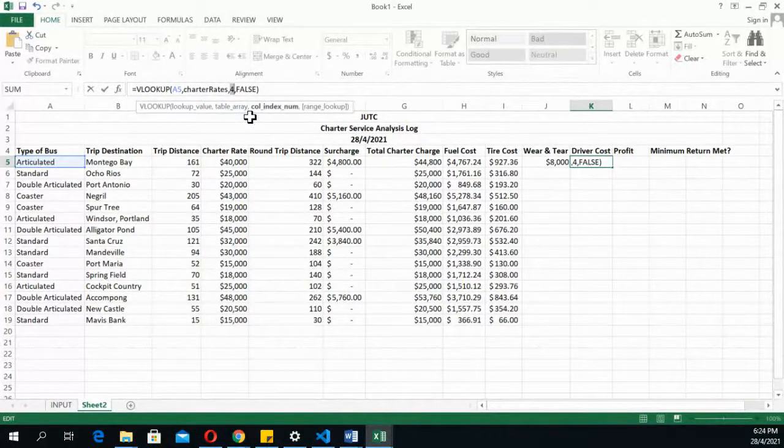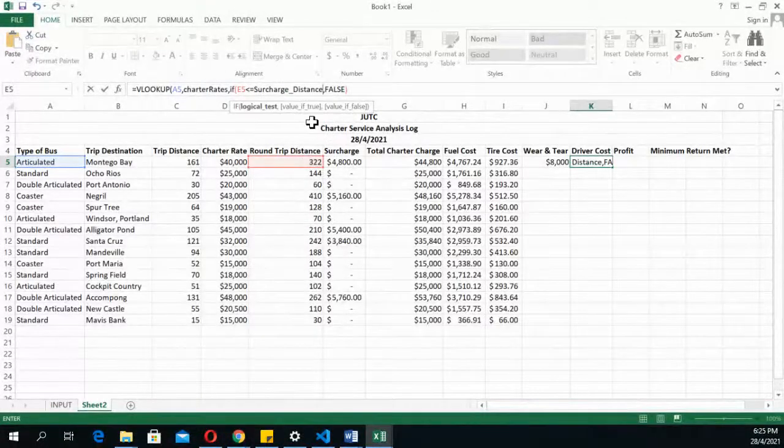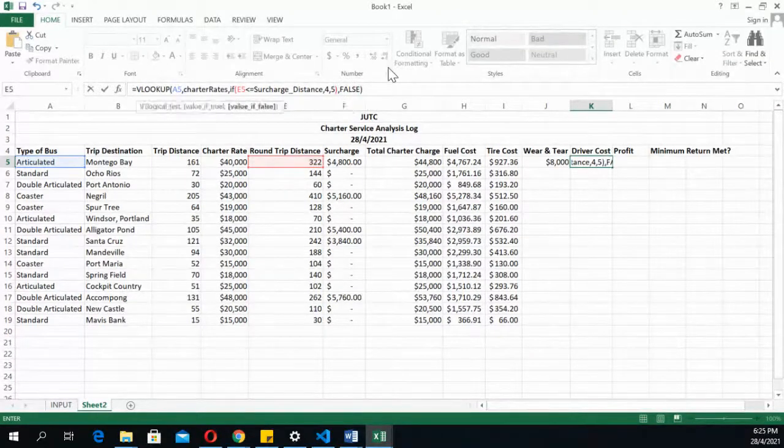All right, so we're good with that, but I'm saying we would use the IF statement where we have the column position. So we say if the distance traveled is less than or equal to the surcharge distance, which is the 200, then use column 4, else use column 5. And then we close that.